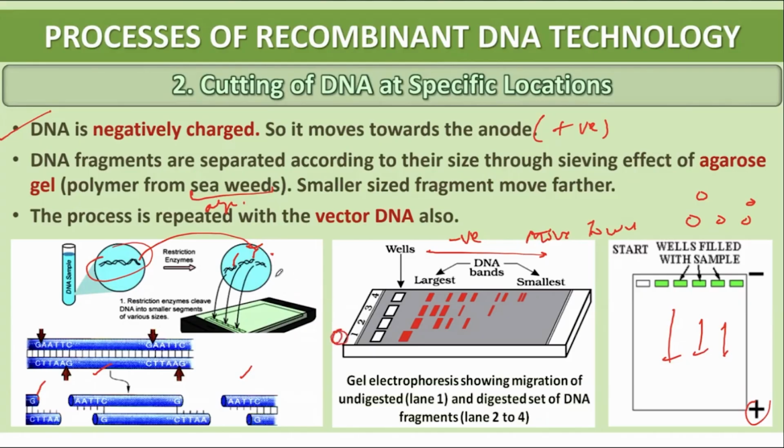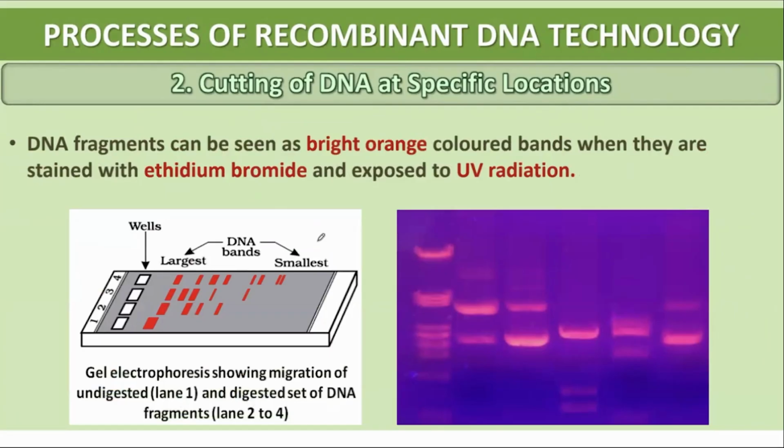First lane, lane one, has no digestion. This is without enzyme, basically. The second lane is digested. As you can see, the smaller bands move fast, but the bigger ones stay behind. Now, how do I visualize this?